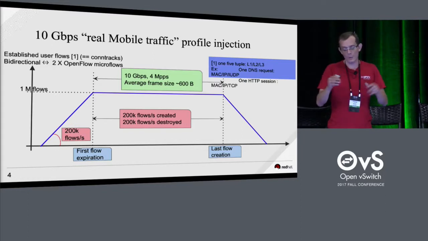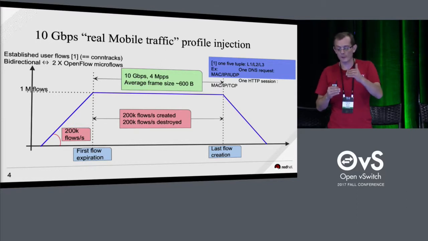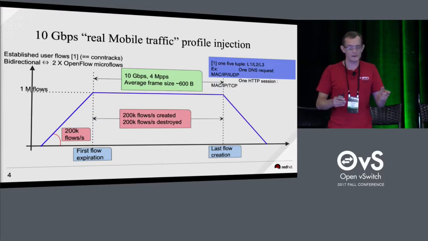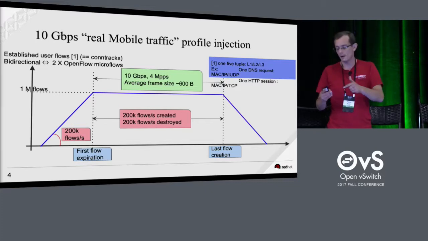While you're in the 10 gig state, you will have 10 gigabit of traffic, 4 million packets per second, average packet size 600 bytes, but you will have a lot of small packets. On top of that, here it's 1 million flows, 1 million conntracks, because that's a bidirectional 5-tuple.